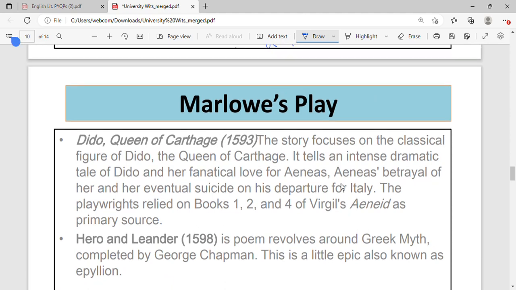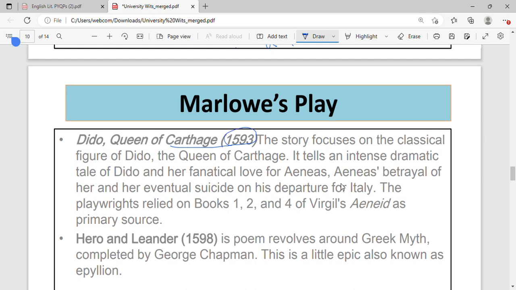Now another important play is Dido, Queen of Carthage, 1593. Most importantly, remember the dates. Another important thing here is that it was influenced by Virgil's Aeneid. A primary source was the first, second, and fourth books of Virgil's Aeneid. Now, the story focuses on the classical figure of Dido, the queen of Carthage. It tells an intense dramatic tale of Dido and her fanatical love for Aeneas.